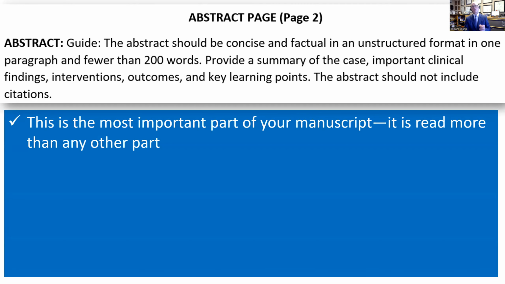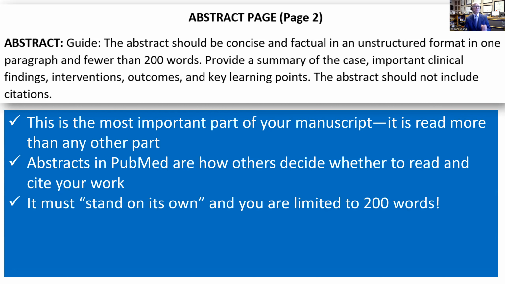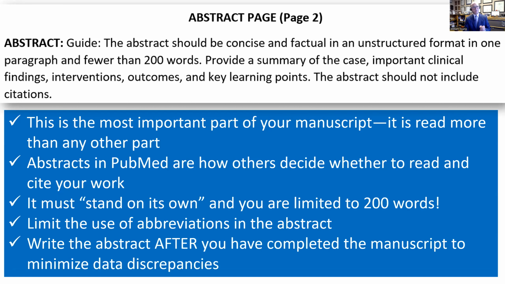This is the most important part of your manuscript. It is read more than any other part. Abstracts in PubMed are how others decide whether to read and cite your work. It must stand on its own, and you're limited to 200 words. As I said, this is a challenge. Limit the use of abbreviations in the abstract. And I suggest you write the abstract after you've completed your manuscript. This way you minimize data discrepancies.